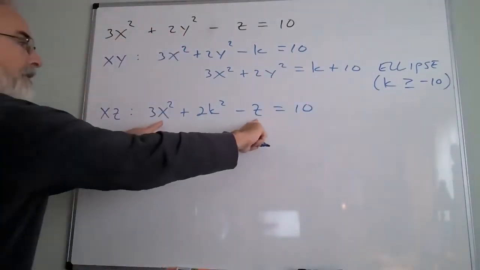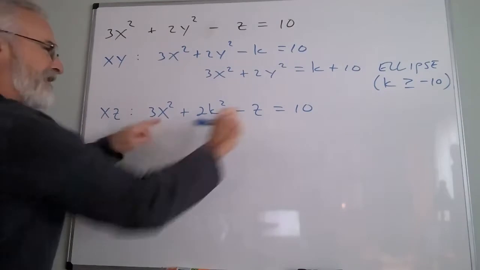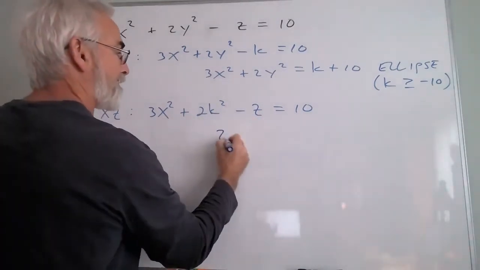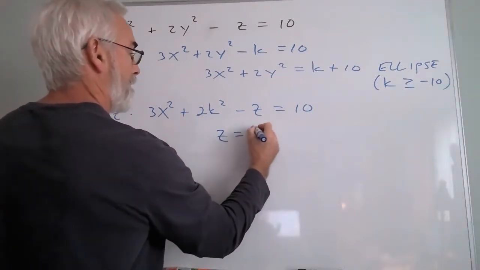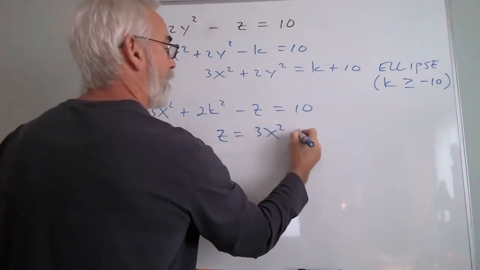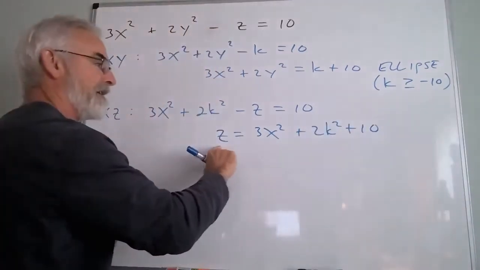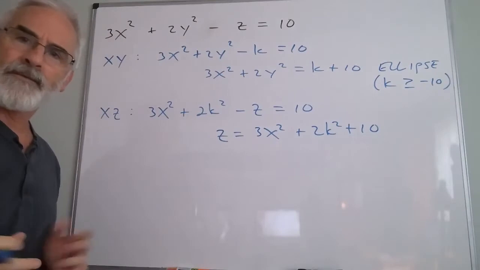Now, these guys are together, but that's a z. I might want to solve for z. It might be more recognizable. So perhaps I'll write this as z equals 3x squared plus 2k squared plus 10. That's a constant. Z equals x squared. That's a parabola.